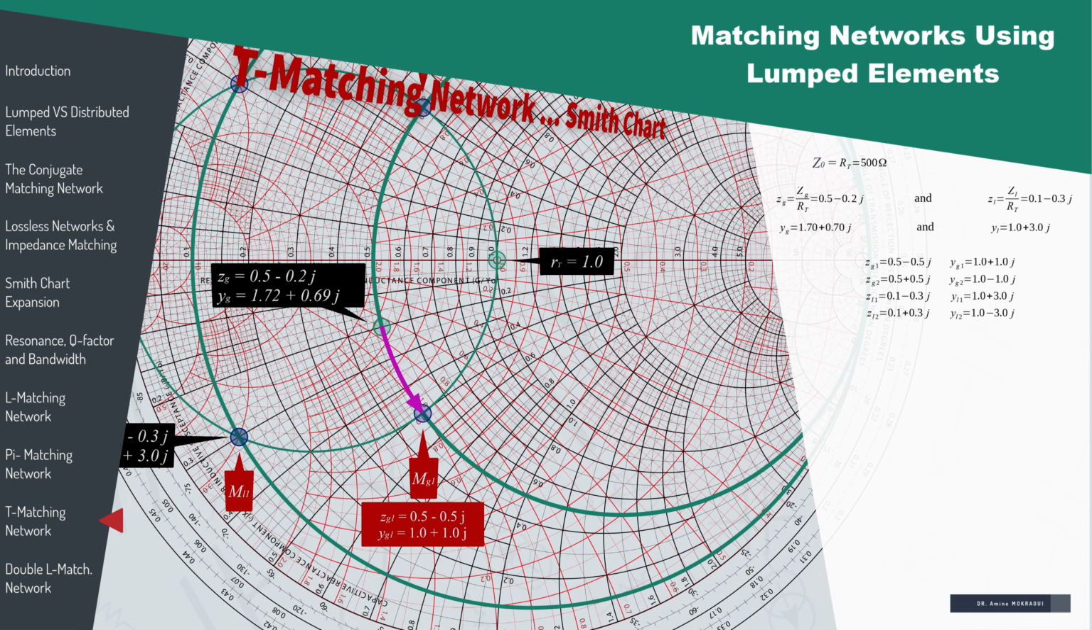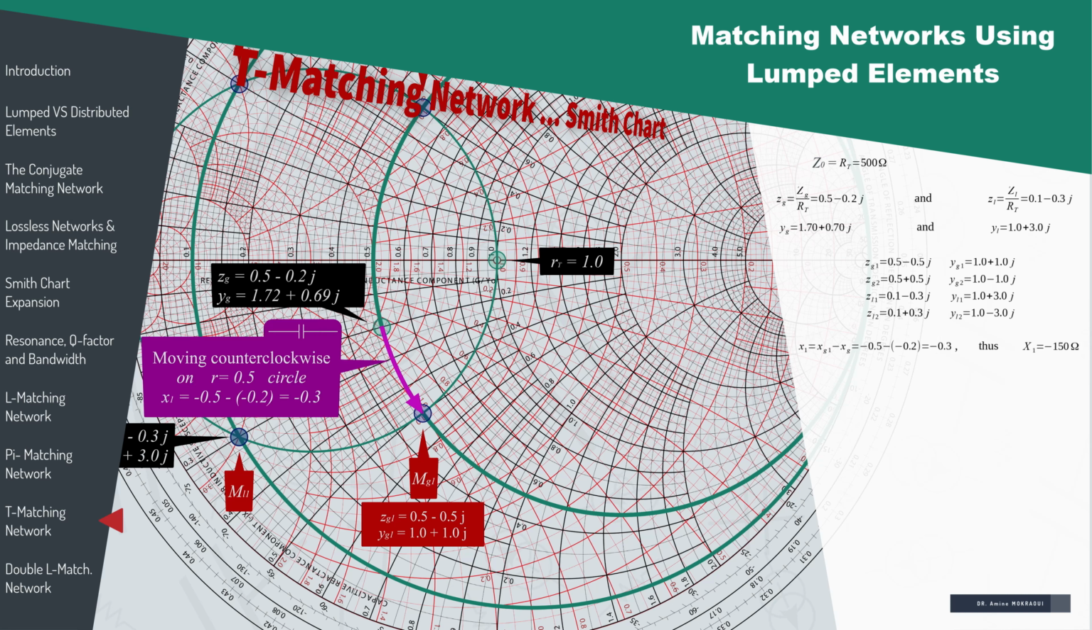The first step consists of walking in the counterclockwise direction from Zg to MG1 on the R equals 0.5 circle. Thus, we add a capacitor whose reactance is x1 equals xg1 minus xg, which is equal to minus 0.3. Thus, uppercase X1 equals minus 150 ohm.